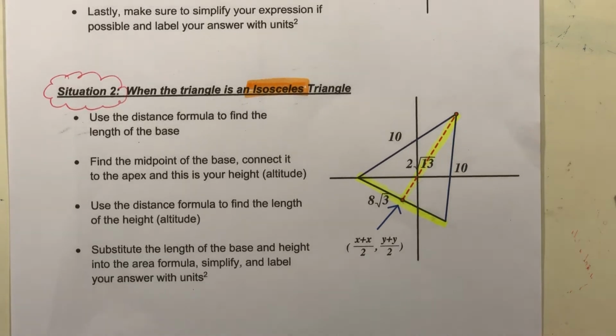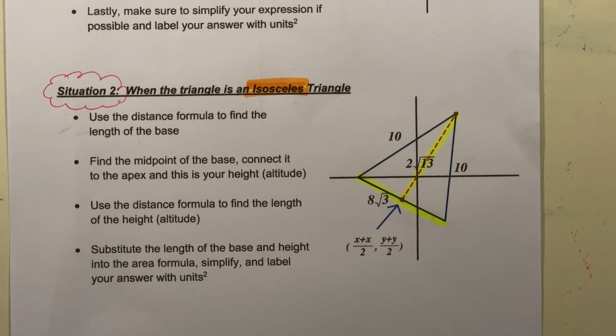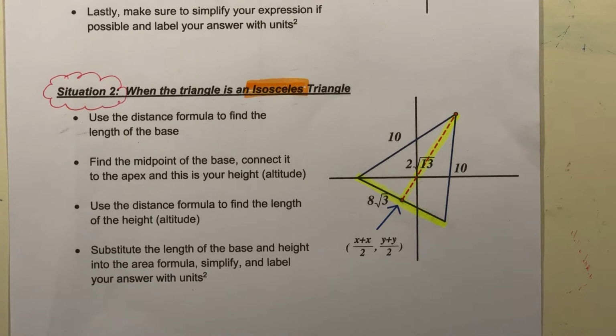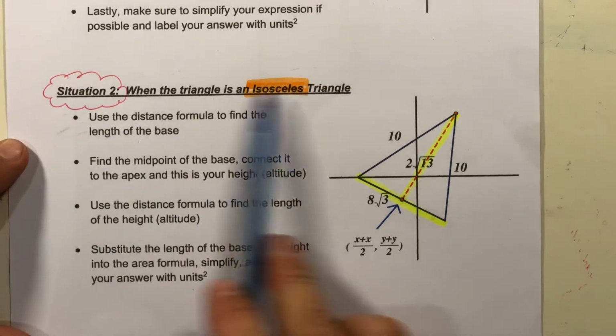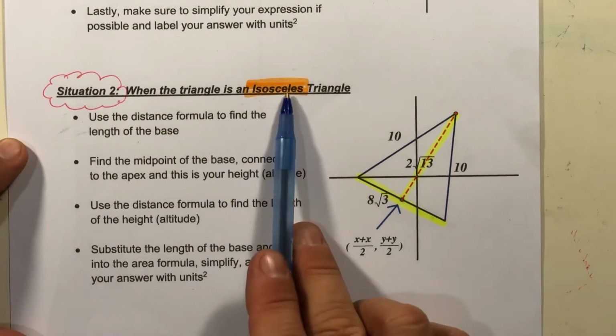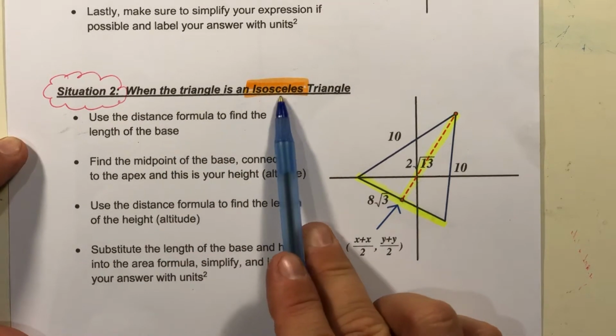Hello, ladies and gentlemen. This will be our second video in a series of 3. This is a video to help you find the area of a triangle if it's isosceles on the coordinate plane, right? So if you notice here, this is just kind of an overview of what we do to find the area of an isosceles triangle.